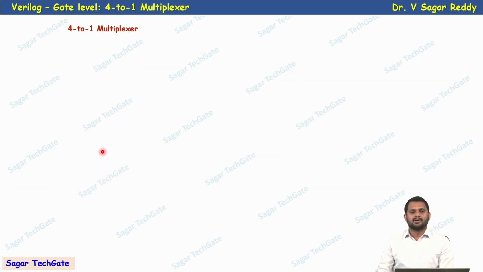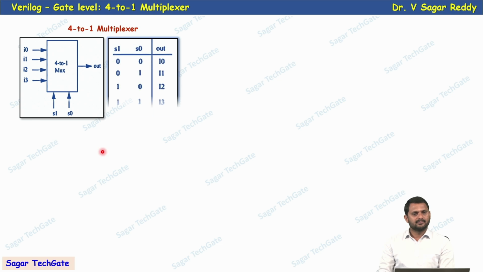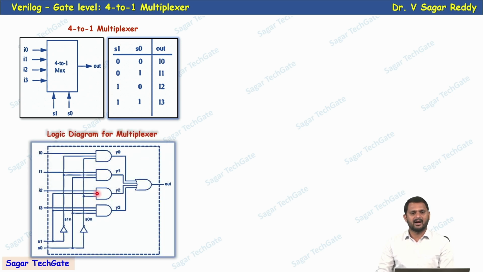Right? Now, designing a 4:1 multiplexer by using gate level modeling. So now we have 4 inputs, 2 selection lines and 1 output. This is the truth table. If both selection lines are 0, 0, then the output equals I0. If the selection lines are 0, 1, then the output equals I1. So 1, 0, the output equals I2. 1, 1, the output equals I3. Right? Now if you see the logic diagram for the 4:1 mux, this is a simple logic diagram.